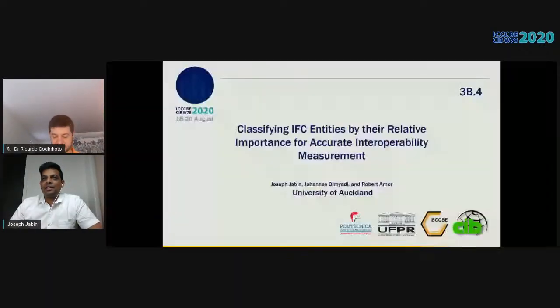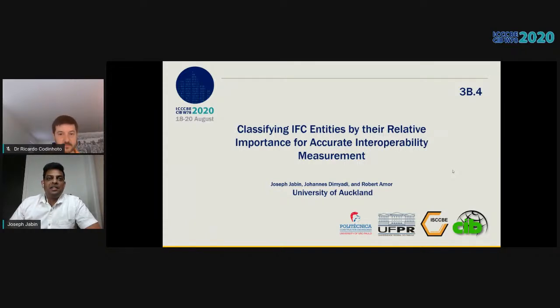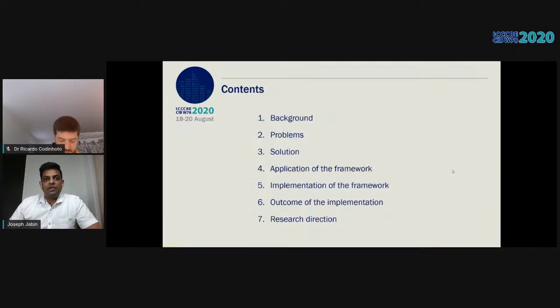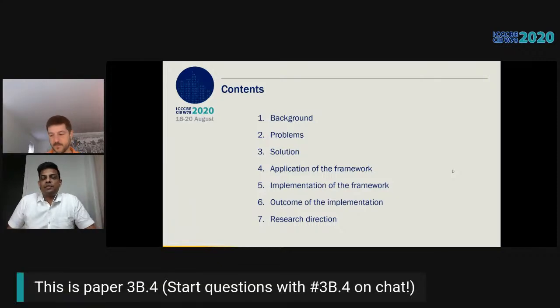Hi everyone. I'm Joseph Jabin, and this is my paper on classifying IFC entities by their relative importance for accurate interoperability measurement, co-authored by Johannes and Robert Hemmer. Today, I'll be talking about why we need to classify IFC entities by their relative importance. I'll start with the background, the problems to be solved. Then I'll introduce the relative importance framework as a solution, then move on to the application, implementation, outcome, and future work.